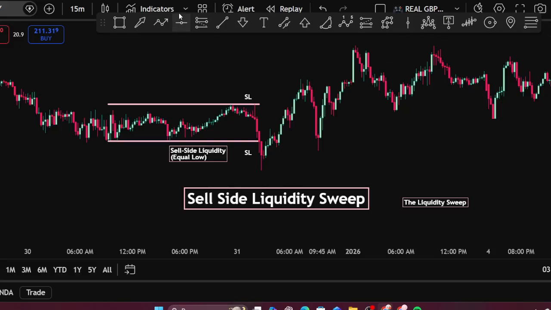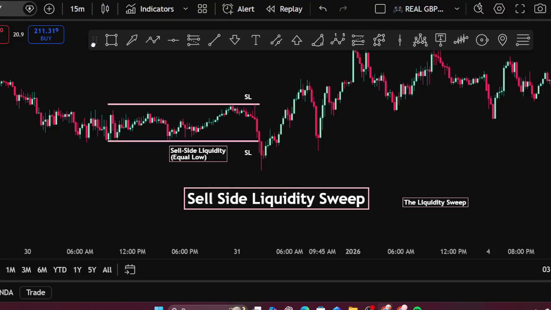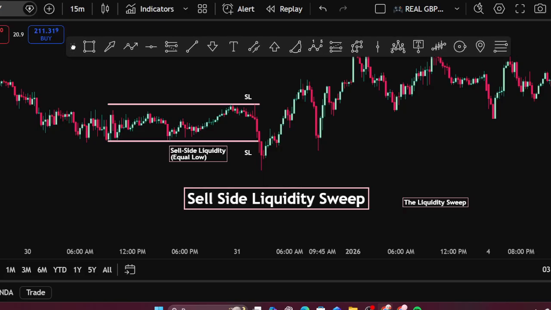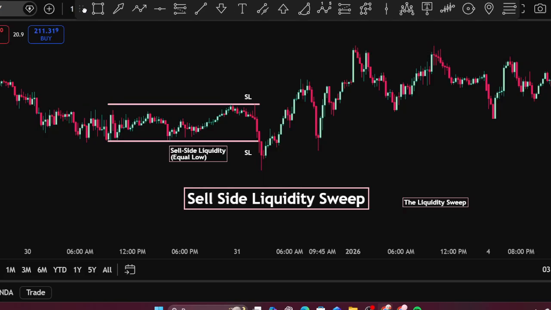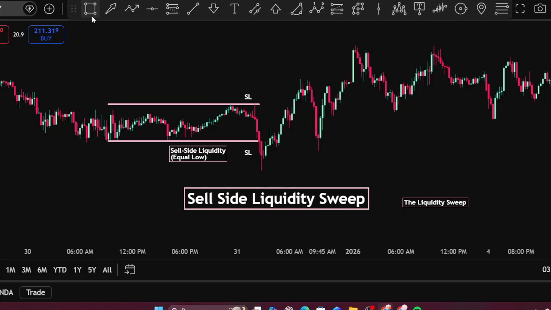So I'm going to get my tool, and as you can see right here, all I did was save these symbols and tools so that I don't have to find them every time. And you can do that too. All right, so I'm using my arch, and clearly again, you can see that the market chose to go to the sell side liquidity.